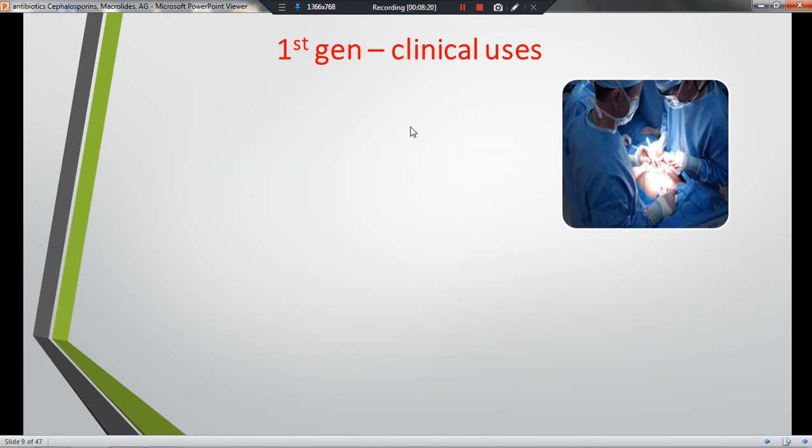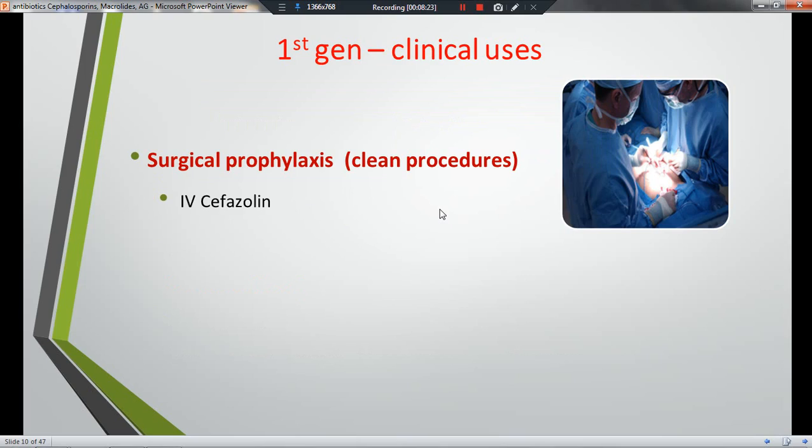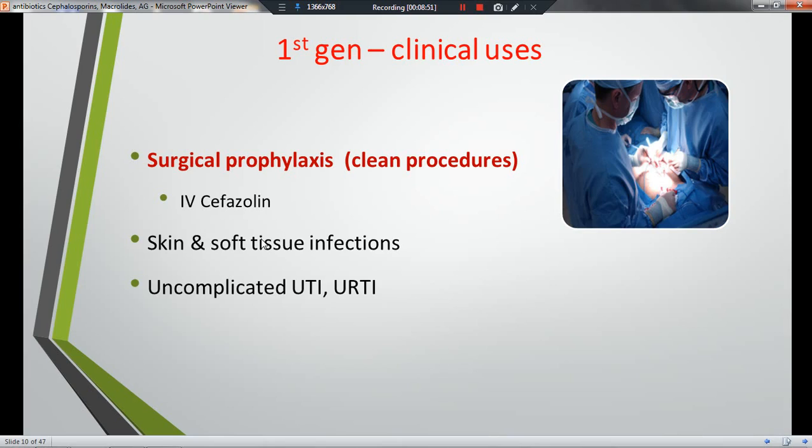The main use of first generation is cefazolin we use for surgical prophylaxis. That is, if you are planning for an elective surgery, clean procedure, you give cefazolin half an hour before surgery. You prefer cefazolin because of its long duration and high tissue penetration, and you give it half an hour before surgery so that maximum concentration is attained in the skin at the time of skin incision, so that you prevent a post-op infection. Other agents like cephalexin, cefadroxil and all, you give it for mild skin soft tissue infections like any abscess, uncomplicated UTI or upper respiratory infection like sinusitis.